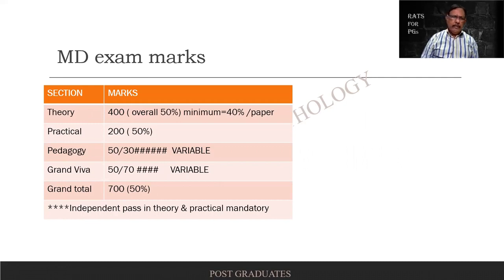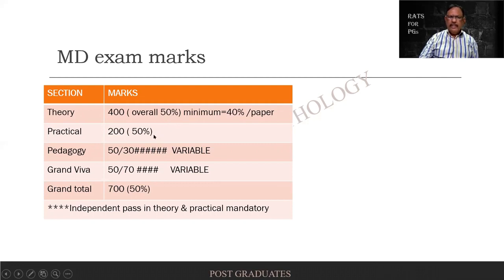This is again an important lesson for the examiners like me. So even if you are lenient, we should take care to see that the student gets at least 40% in a paper, and then it is compensated by the others, such that overall there is a 50%.